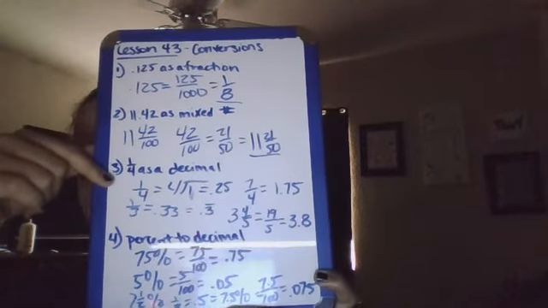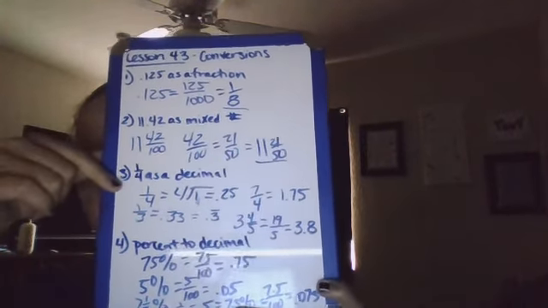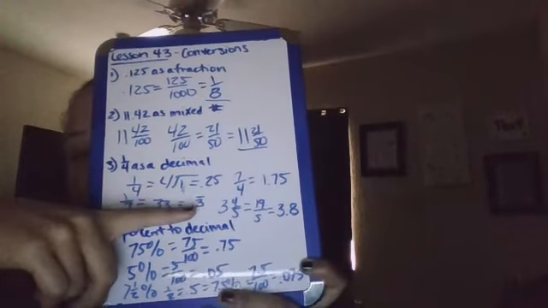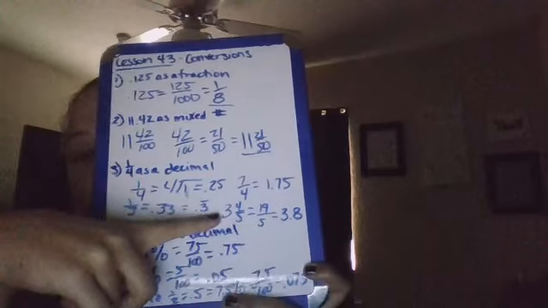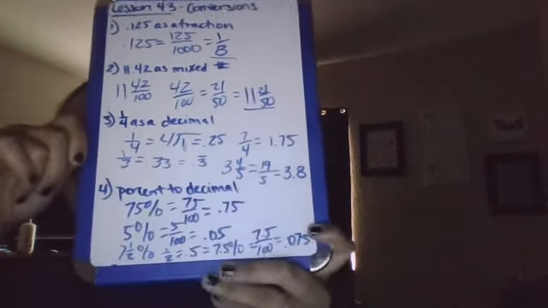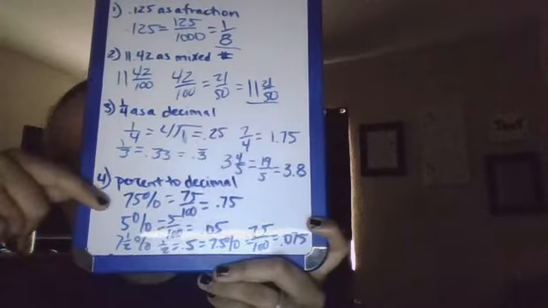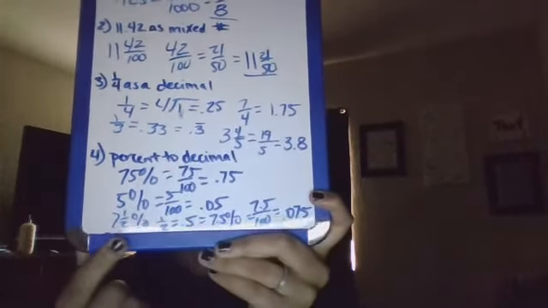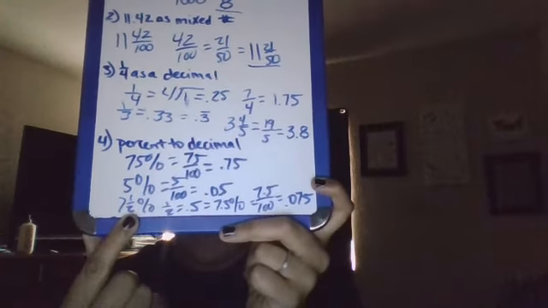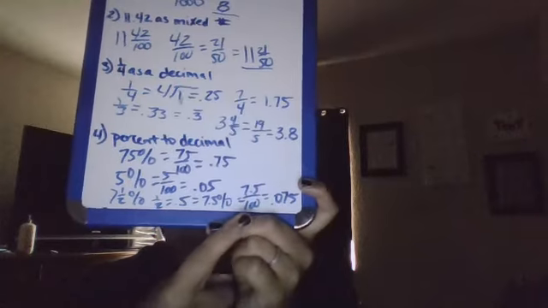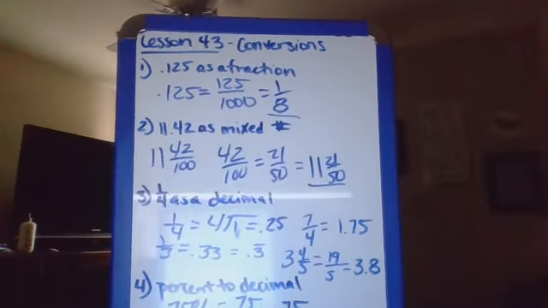And then the next is a fraction as a decimal. We divide the denominator into the numerator. If it's repeating, we make sure that we have its repeating sign. If we start out with a mixed number, we flip it to an improper fraction and divide the improper fraction out. And then percents to decimals, we put the percent over 100 and then divide it out. And if it has a fraction with it as a percentage, we put the fraction into a decimal first and then add it to our whole number and put that over 100 and divide that out. And that is all for lesson 43.